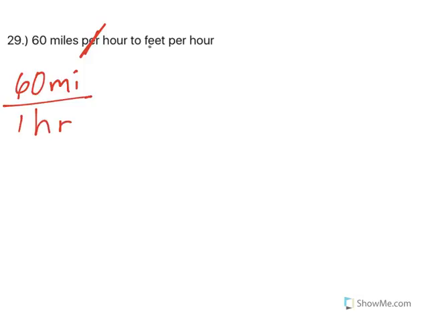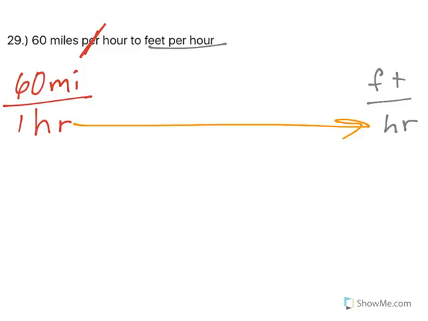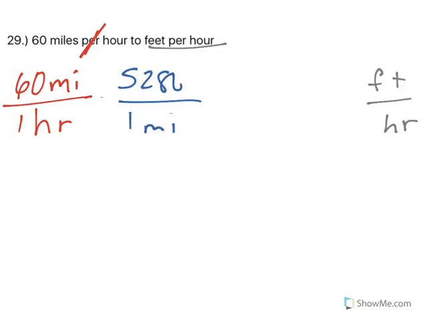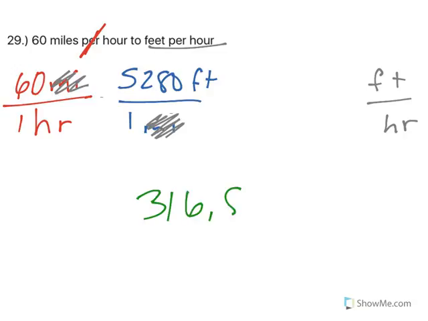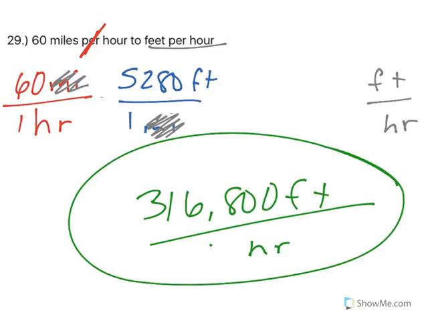Now your goal is feet per hour, so we want feet over hour. You'll notice your denominator stays the same, so I don't have to mess with that. I only have to change miles to feet. So 1 mile is 5,280 feet. When I cancel out my miles, you'll notice I'm in feet per hour. That's exactly what I want. So I can go ahead and do my multiplication because they're both in the numerator, and I end up with 316,800 feet per hour. Boom.